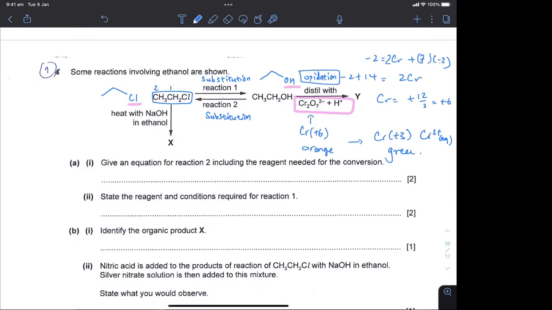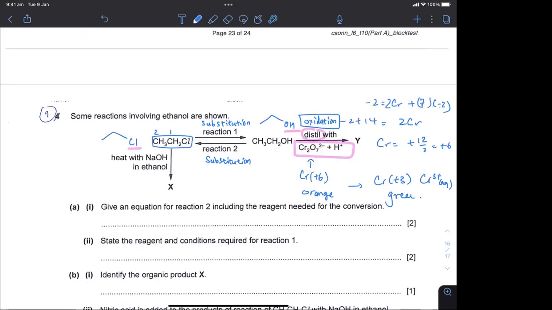But distill. You distill means you will collect the one with the lowest boiling point first, and you have 2 possible products. You can have aldehyde, or you can have carboxylic acid. But aldehyde cannot form hydrogen bonds, and therefore you will collect aldehyde first if you heat and distill immediately. If you want to get aldehyde, you distill. If you want to get carboxylic acid, you reflux. You don't allow it to escape.